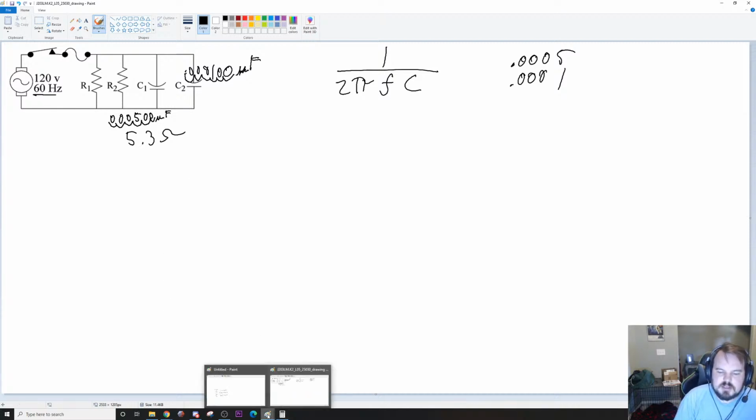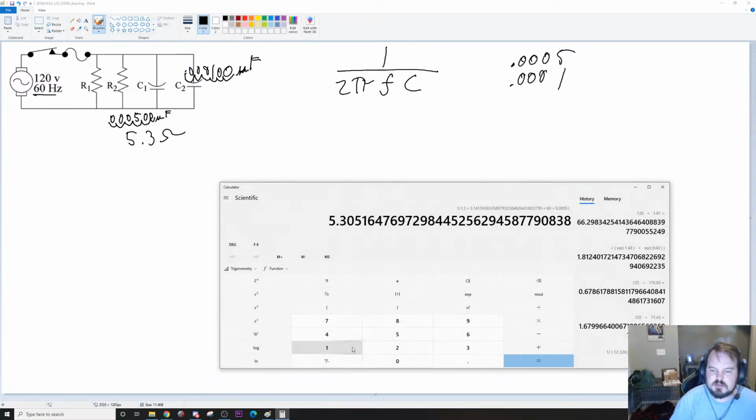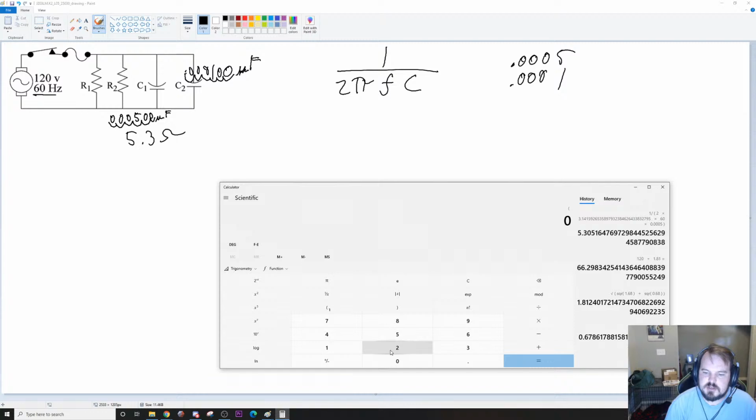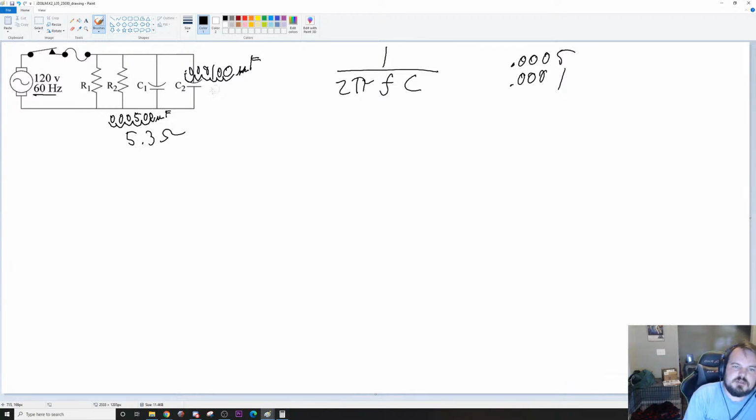And this other one's going to be 5 times that. So let's, okay. Open parentheses, 2 times pi times 60 times 0.0001, close parentheses, 26.5 ohms. So now you just do the reciprocal method at this point.